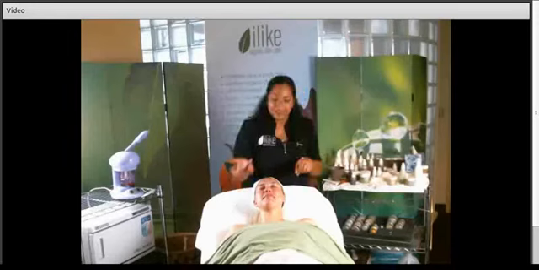Okay, so I'm going to use the Herb Infusion next for the serum application. And I like to start with this first because I can go up to the eye area with the serum, up to the eye orbital bone, and then place the eye product over that. So all we need is one pump.